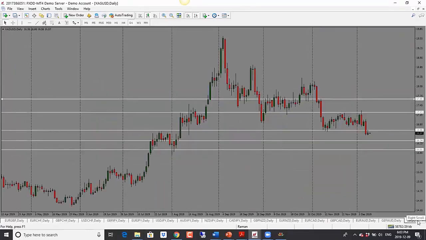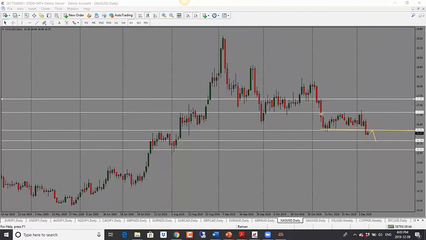Let's take a look at commodities here. We'll start off with silver. With silver here, we do have a pullback into 16.65 here. And as long as price stays below this level, we're likely to see a further drop.